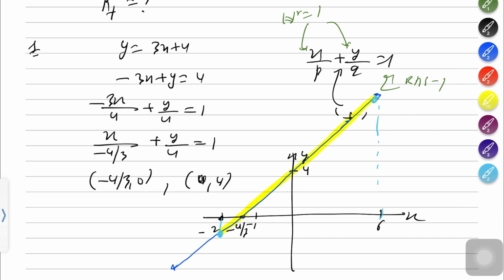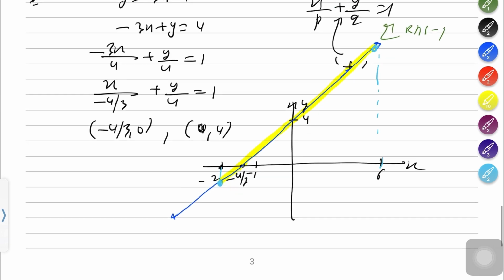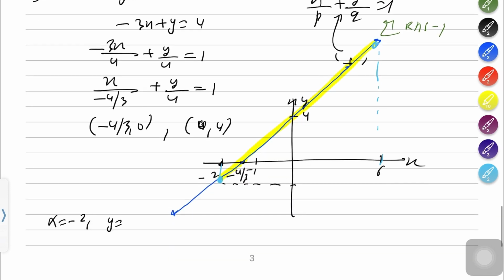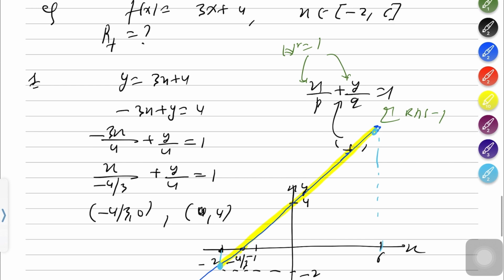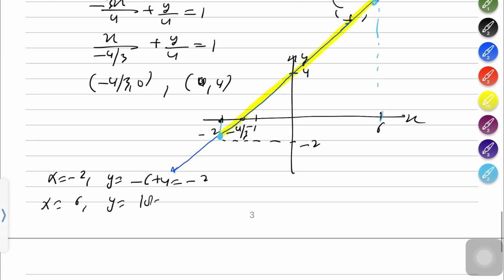So it's a constraint. So this x is constrained here, minus 2 to 6. So at x equals minus 2, y equals 3x plus 4, that is minus 6 plus 4, which is minus 2. So the value is minus 2, and at x equals 6, 3 times 6 is 18, and 18 plus 4 is equal to 22.